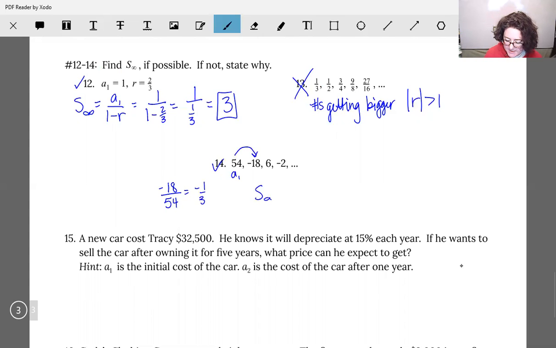So S sub infinity equals 54 divided by 1 minus negative 1/3, which is really 1 plus 1/3, or 4/3, or 1.3 repeating, which I could do that way, or I could do 54 times 3/4. Either way that you plug it in, however you choose to do that on your calculator, you should get 40.5.